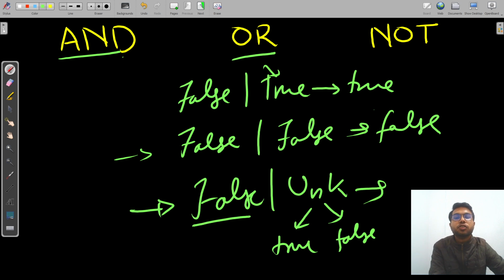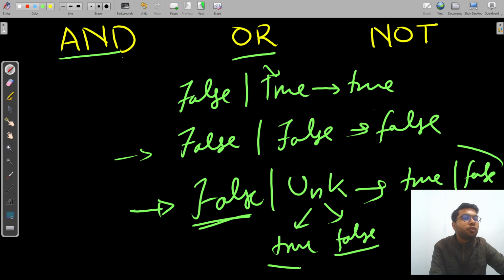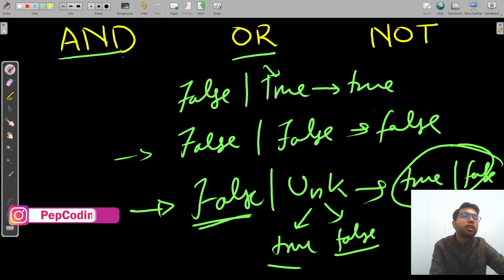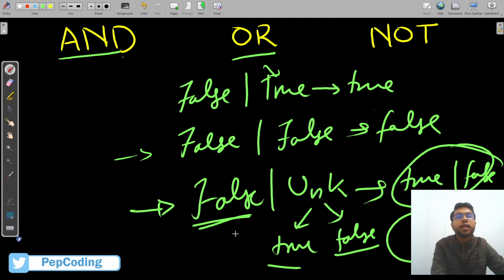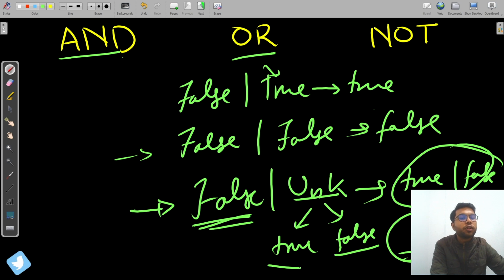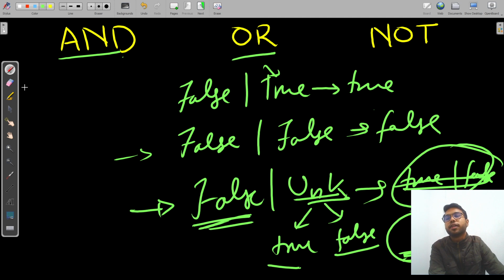Right. So false with true would have given me what? A true. And false with false would have given me false, right? And that means that I could not come to a solution, which means I do not know my answer, and therefore it is what? Unknown, right? So false with unknown is going to give me unknown. False with unknown is going to give me unknown. All right.